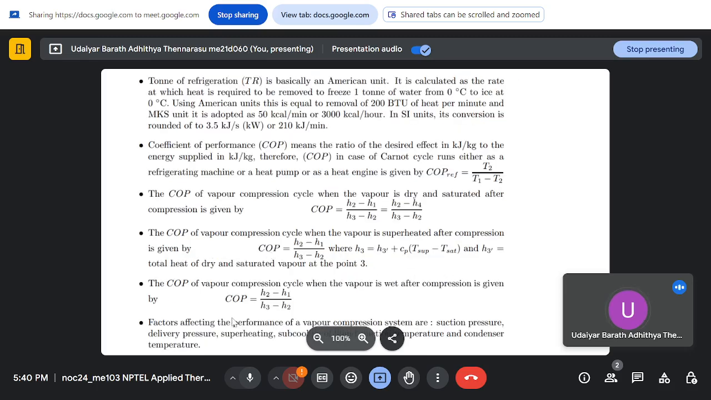So the factors affecting the performance are your suction pressure, discharge pressure, the amount of superheat or subcooling, and your suction temperature and condenser temperature.